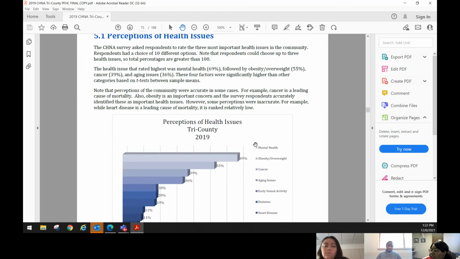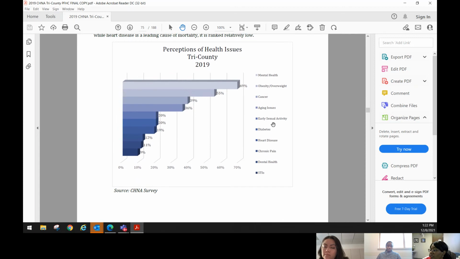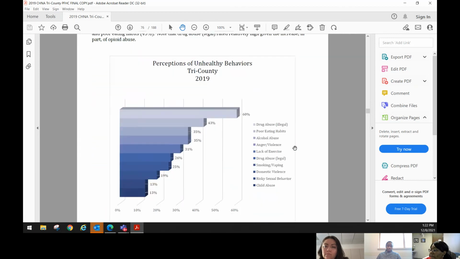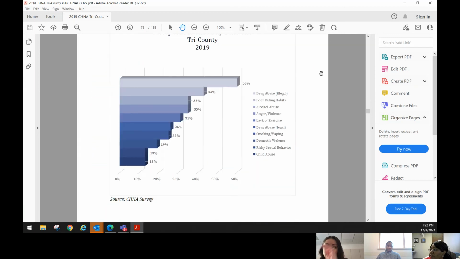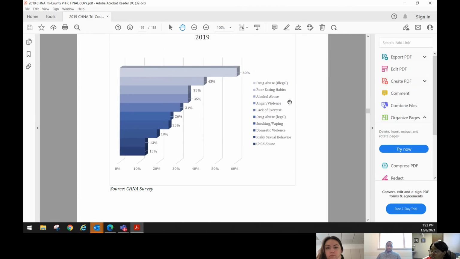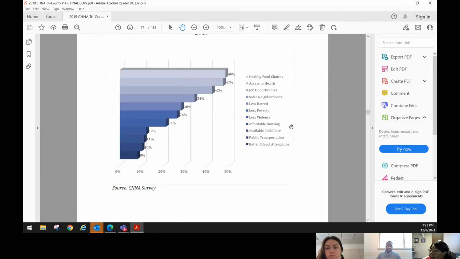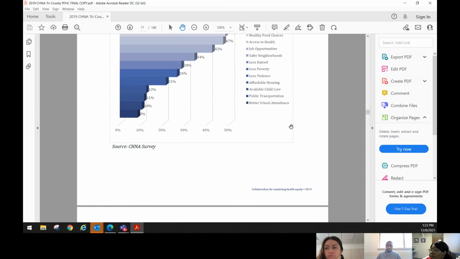Okay. So again, this is a discovery of perceptions in the community, unhealthy behaviors. You can see drug abuse is at the top, then poor eating habits, alcohol. So this is a real reflection of our community. These are your patients, right? These are the behaviors of the patients, okay? So this is data as far as how they're perceiving well-being.